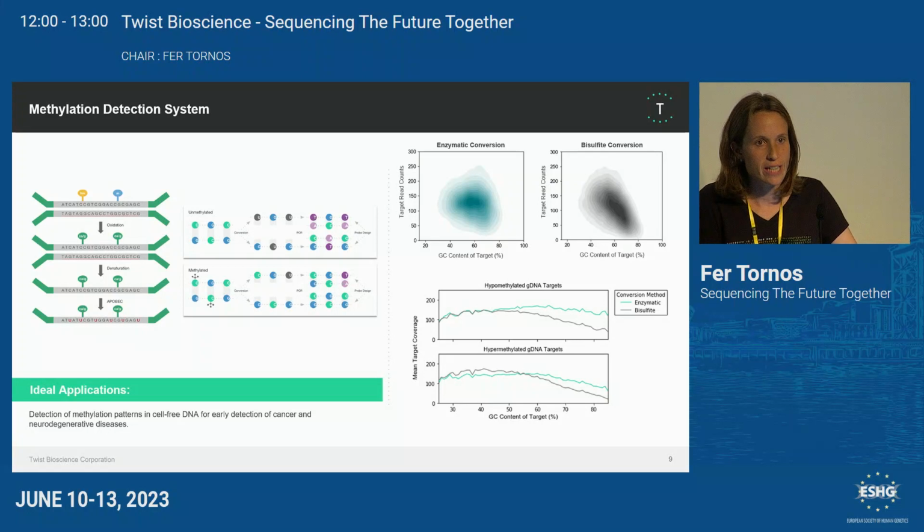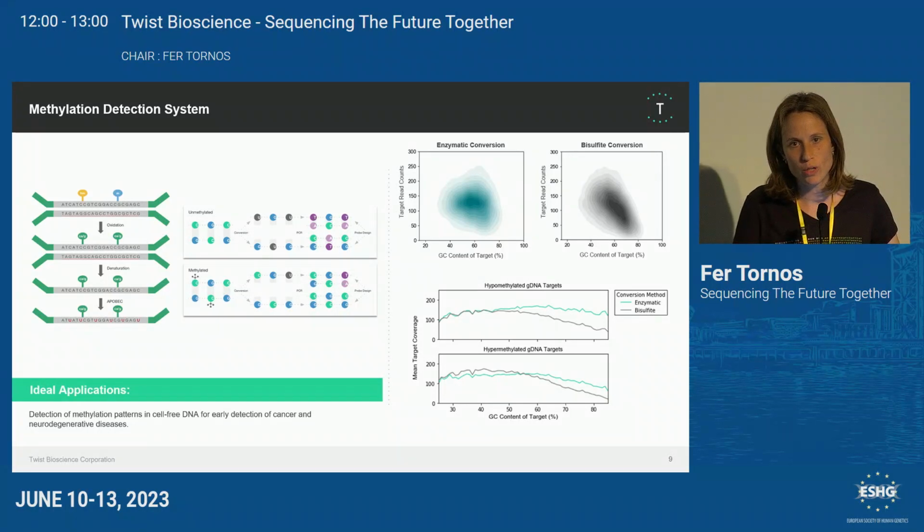Our methylation detection system. I don't want to get too deep into this because we have 2 speakers today with us that are going to be showing you their results when using this system. Just a brief introduction on it. We partner with NEB to develop this system. Basically, it consists of the NEB conversion and library preparation, followed by our enrichment. This conversion is enzymatic conversion.